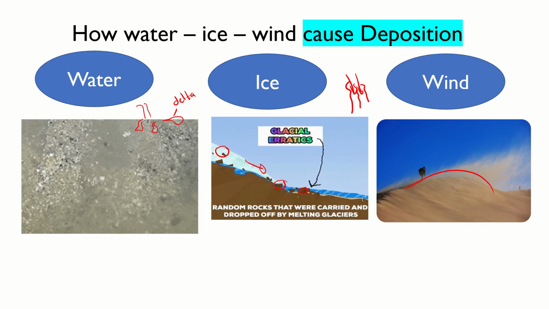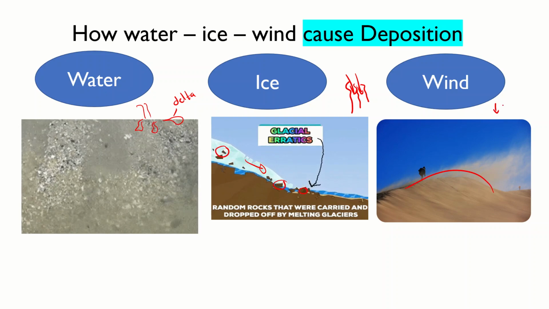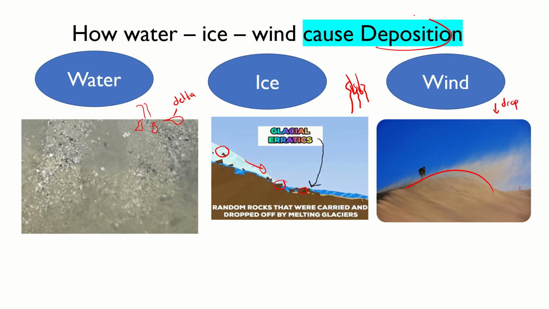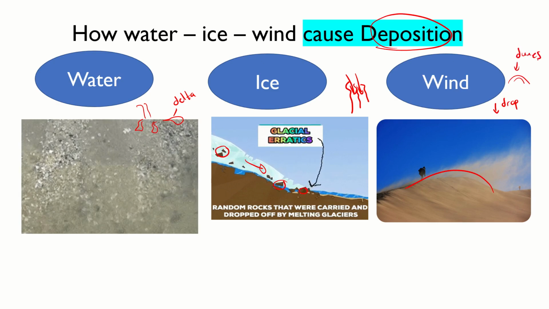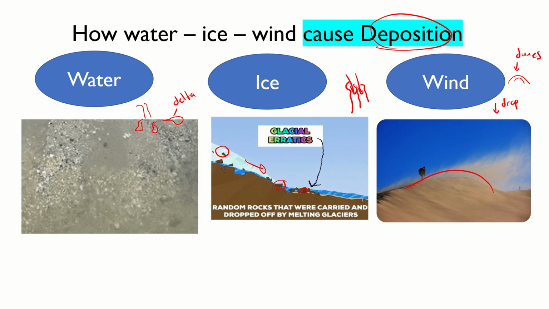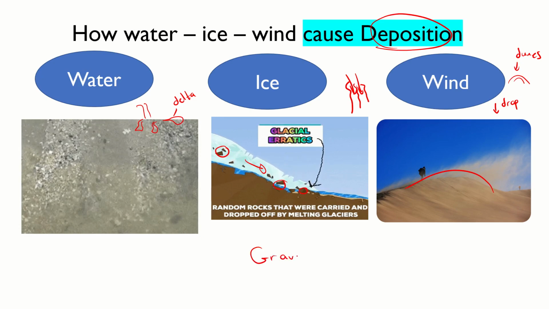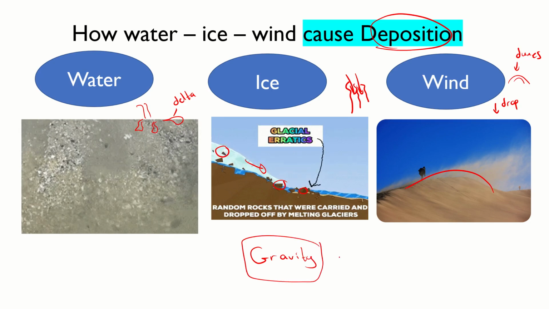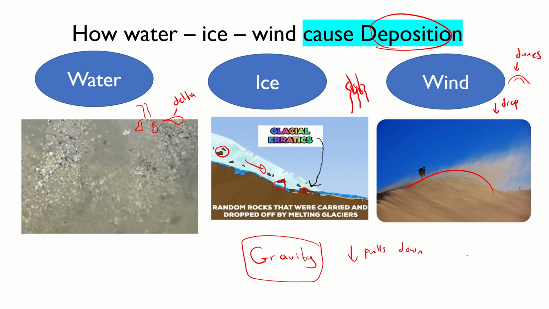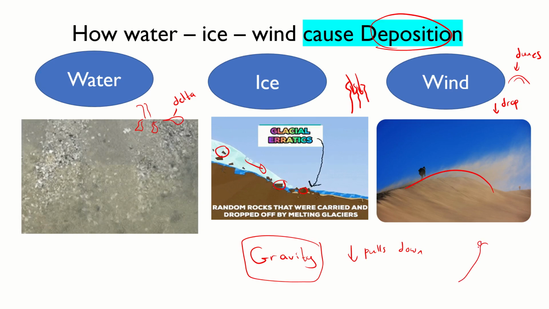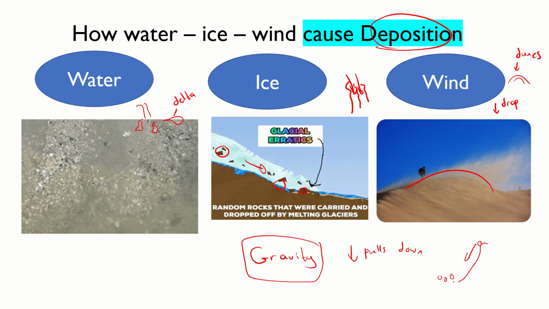Wind will make sand dunes. We've all seen these. Living in the UAE, what made it? Wind. Wind dropped it, it deposited it to create mounds of sand called dunes. And this is how water, ice, and wind have changed our land. There's one thing not listed over here, and that is gravity. Gravity pulls everything down. Because of that, sometimes if we have loose rock on a hill, gravity will pull it down and make it fall at the bottom.